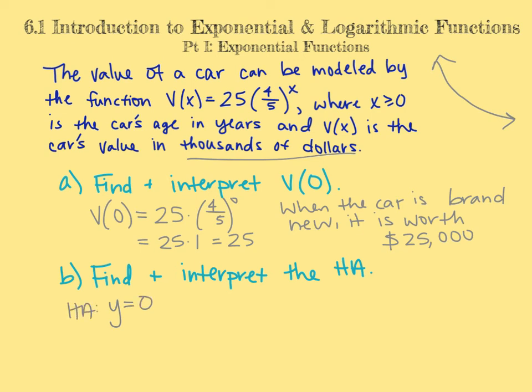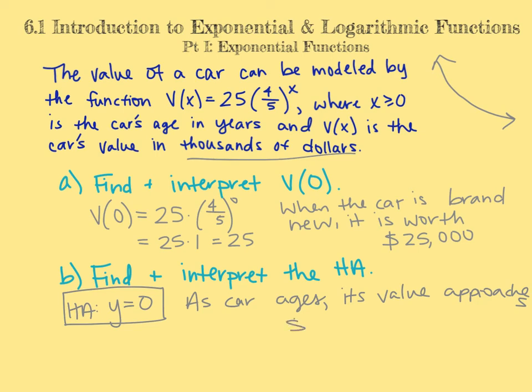And this means that as x gets larger and larger, the y value approaches 0. What does that mean in the context of the problem? Well, our x value is the car's age. So as the car gets older and older, or as the car gets very old, a lot of ways to say that, its value, or worth, approaches 0. Now, we don't have to say 0 thousands of dollars just because $0 is the same thing.